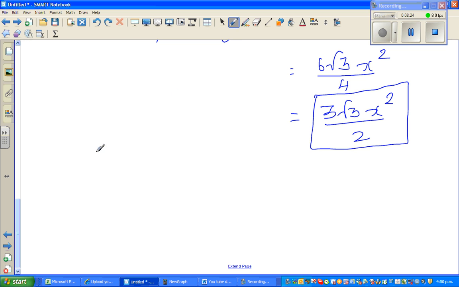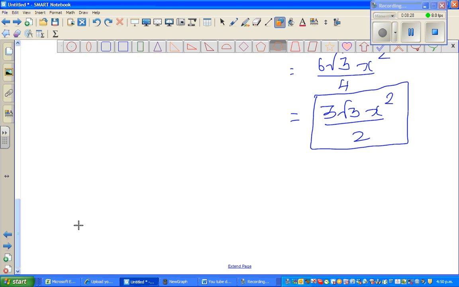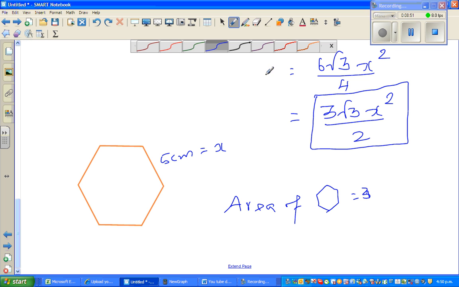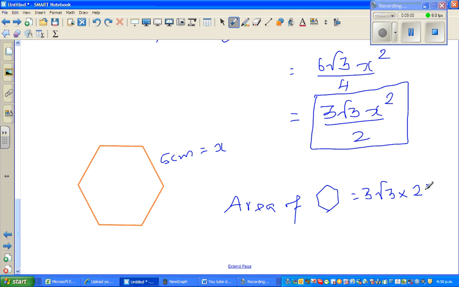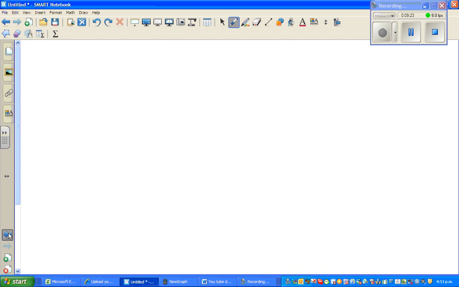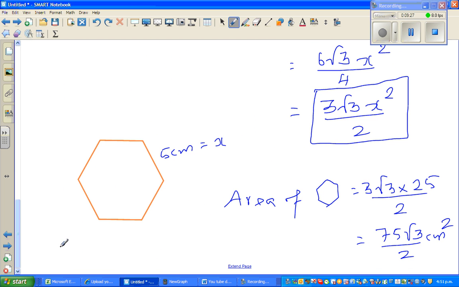So we've got a hexagon. Let me draw the hexagon once again. This is my hexagon of 5 centimeters, so this is your x. Your area using this formula is equal to 3 root 3 times 25 over 2. 25 times 3 is 75 root 3 over 2 centimeters squared. So let us check that. In the previous video, this is what we got: 75 root 3 over 2 centimeters squared. And that's what we got even using this formula.